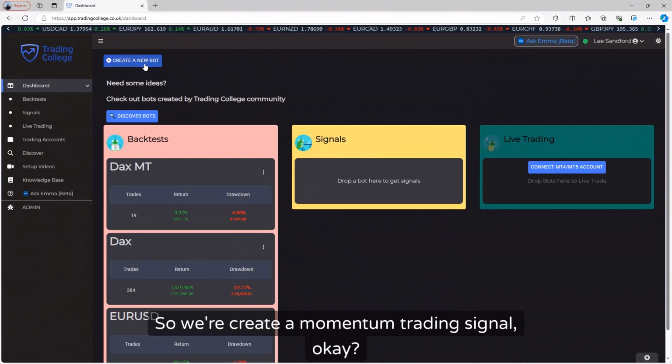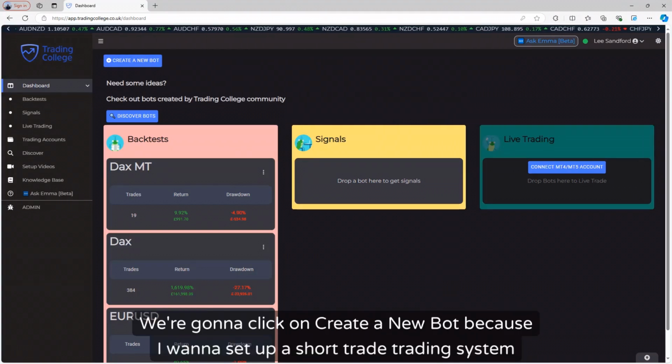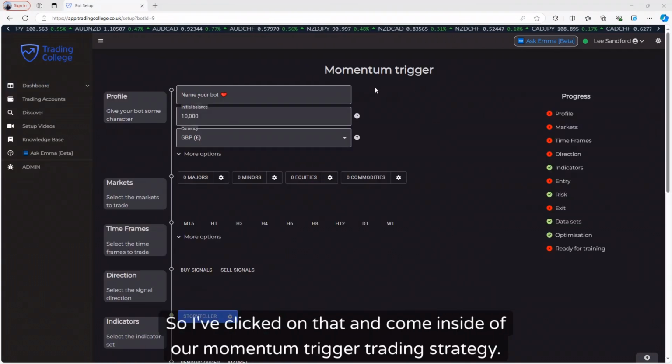So we're going to create a momentum trading signal. Okay, so we're going to dive into here. I'm going to click on create a new bot, because I want to set up a short trading system to the downside and then just leave it alone. So I've clicked on that and come inside of our momentum trigger trading strategy.